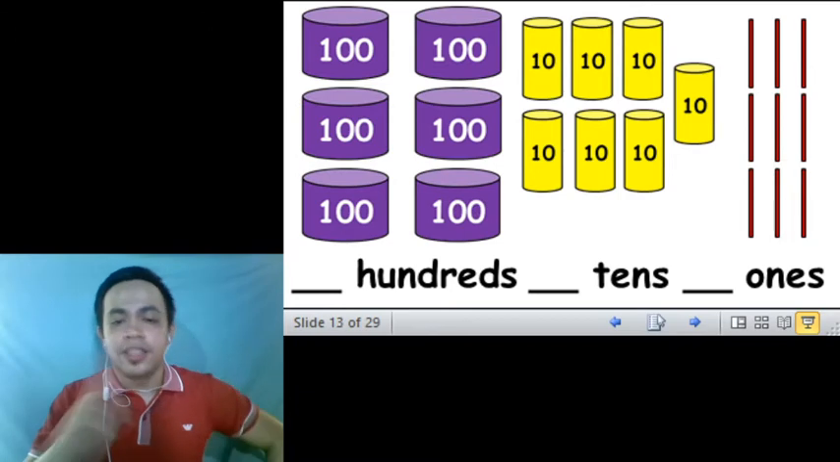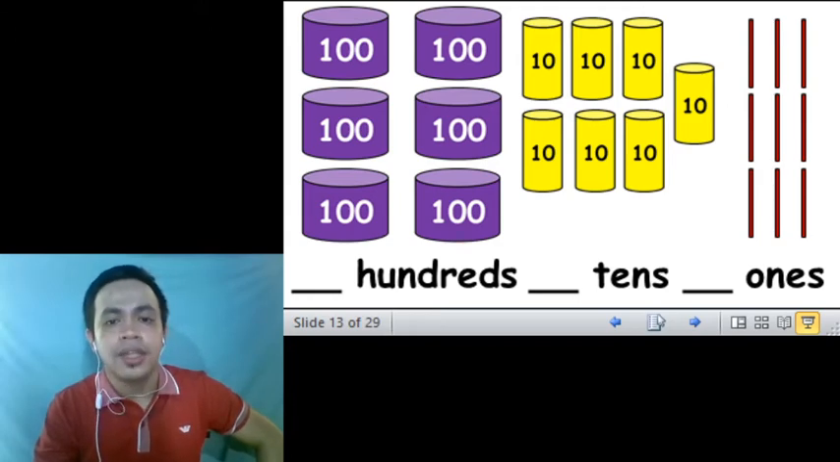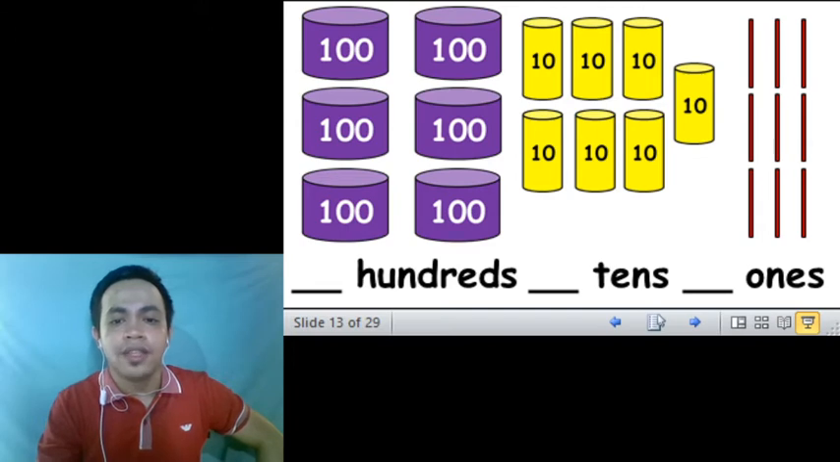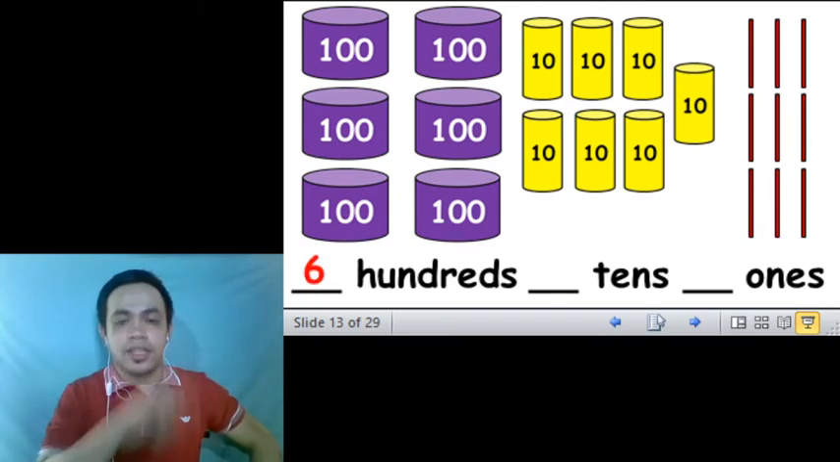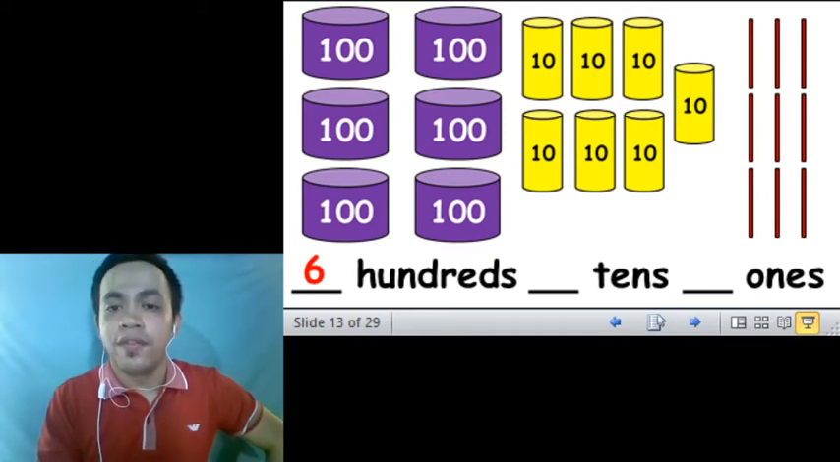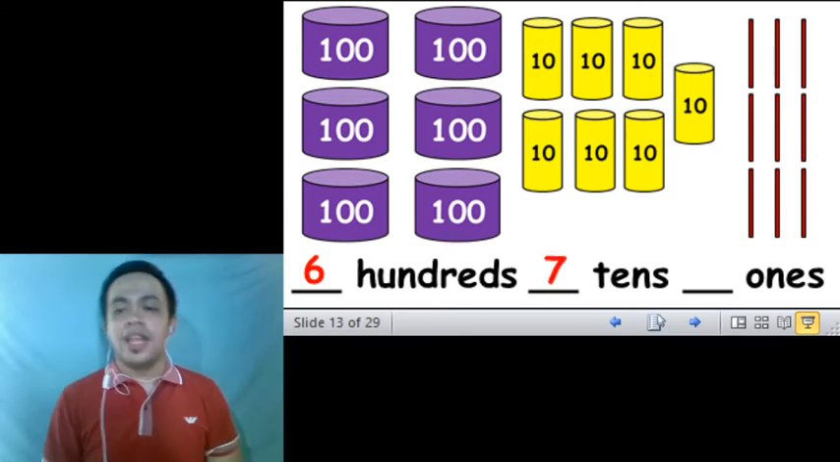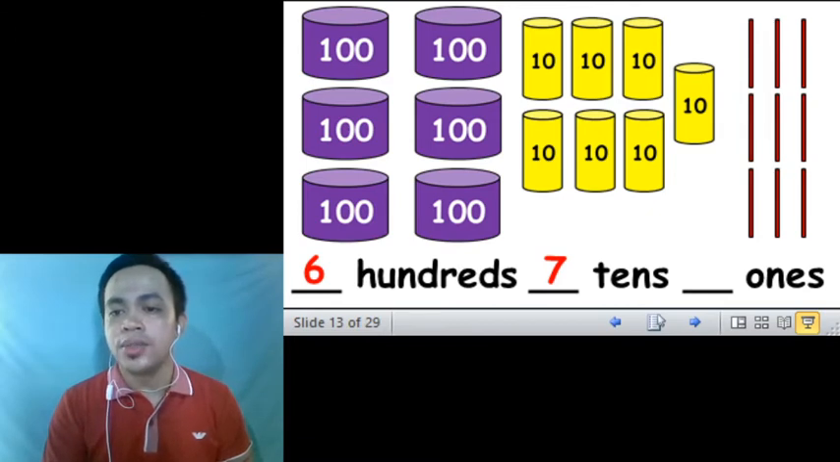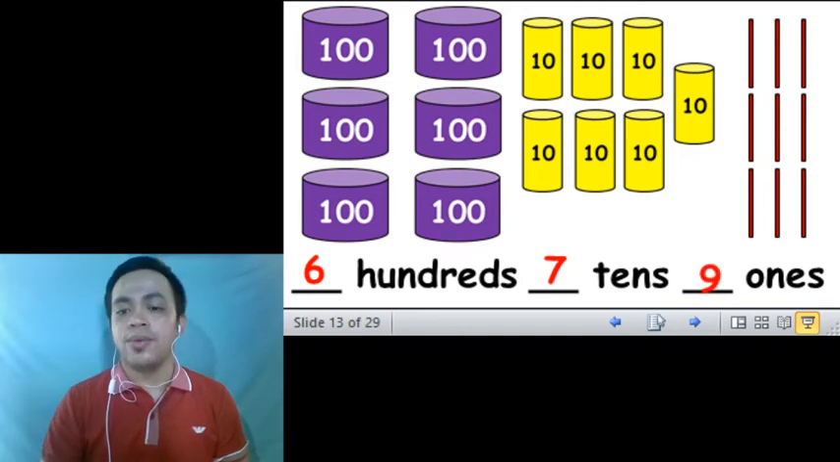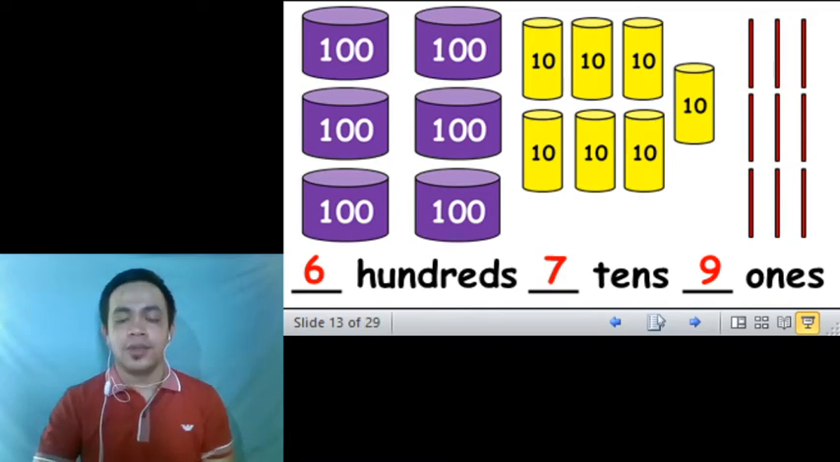Okay. Now let's have another one. How about this? Can you count this one? The hundreds. Go. 1, 2, 3, 4, 5, 6. So how many hundreds? 6. Very good. How many tens? 1, 2, 3, 4, 5, 6, 7. How many tens? 7 tens. And how many ones? 1, 2, 3, 4, 5, 6, 7, 8, 9. 9 ones. So 6 hundreds, 7 tens, and 9 ones. Okay, it's the total count.